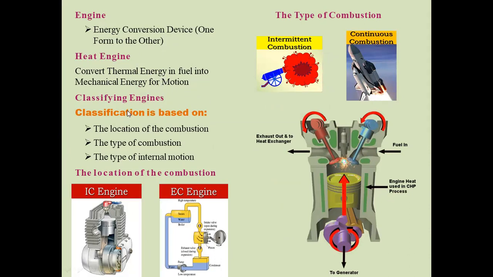Generally, the classification of engines is based on the location of combustion, types of combustion, and type of internal motions. The heat engine is classified into two categories: one is the internal combustion engine, and the other is the external combustion engine. In the internal combustion engine, the combustion occurs inside the engine. Here we can use a lighter fuel, that is petrol, or a heavier fuel, that is diesel. In the external combustion engine, the combustion occurs externally.